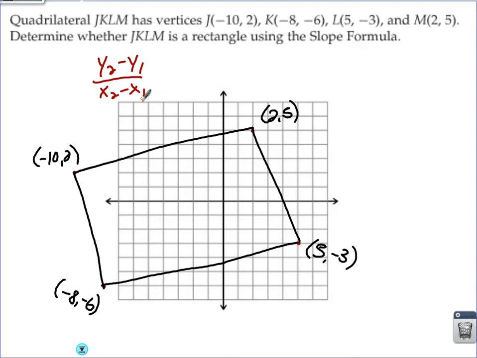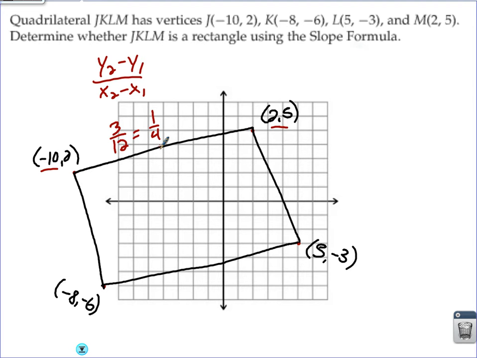Matt, help me out. Let's do these 2 points first. Y2 minus Y1, Matt, what do you get? Second Y minus the first Y. 3, good. And X2 minus X1. Matt, go ahead and do it too. X2 is 2 minus negative 10. What's 2 minus negative 10? 12. Slope of that's a 4.